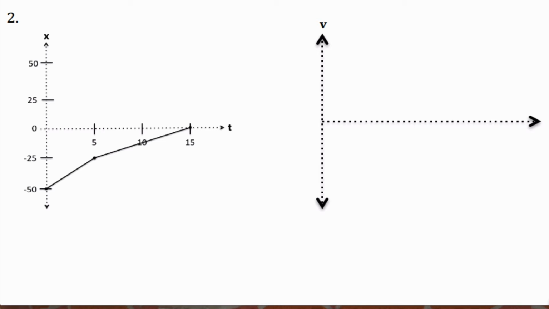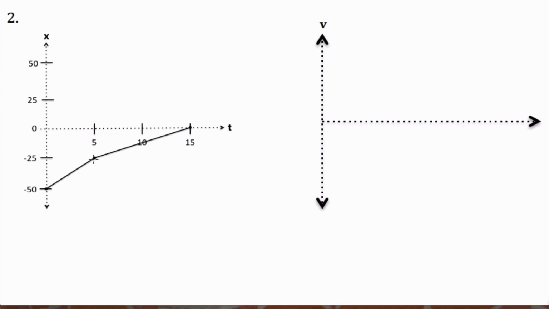So I expect both of these lines to be above the horizontal axis, and I expect the first 5 seconds to be higher up on the velocity time graph than the next 10 seconds because it's going faster. And speed in a velocity time graph is related to how far the object is from 0. So let's just find these values.